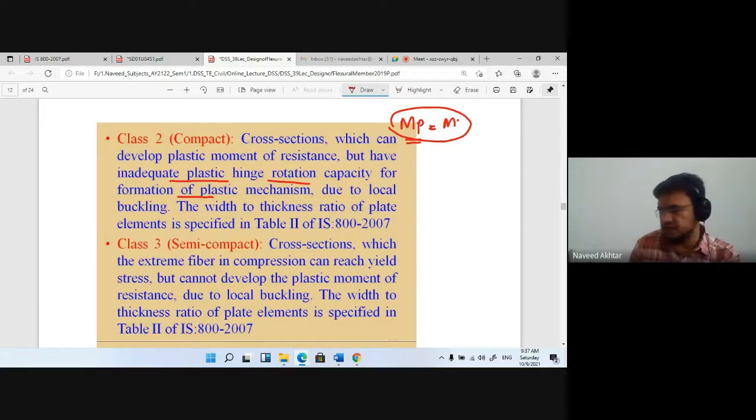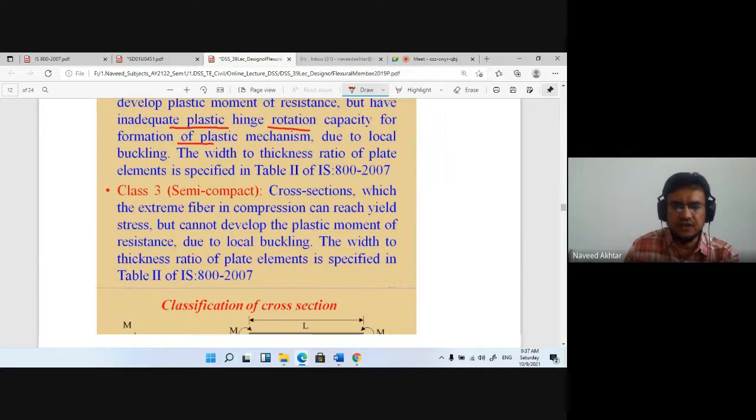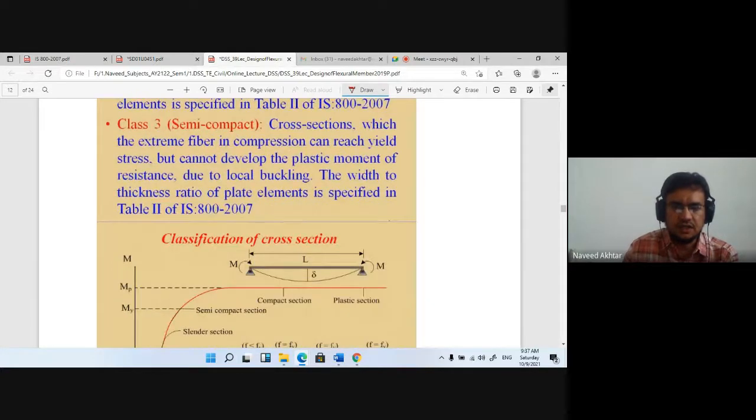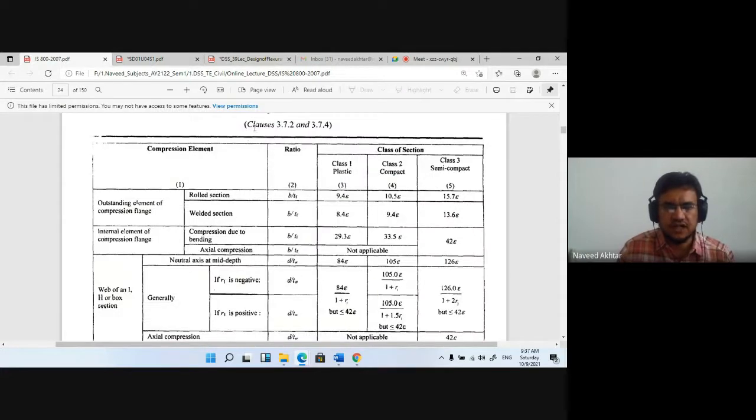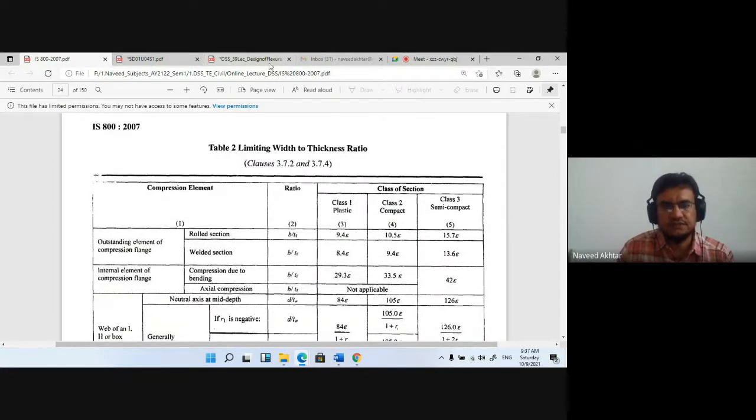And the third class is the semi-compact section, where there is no rotation capacity and the moment is less than MP; it does not reach the plastic moment capacity. Then that section is called a semi-compact section due to local buckling. The width to thickness ratio of the plate element is given in IS code Table 2.